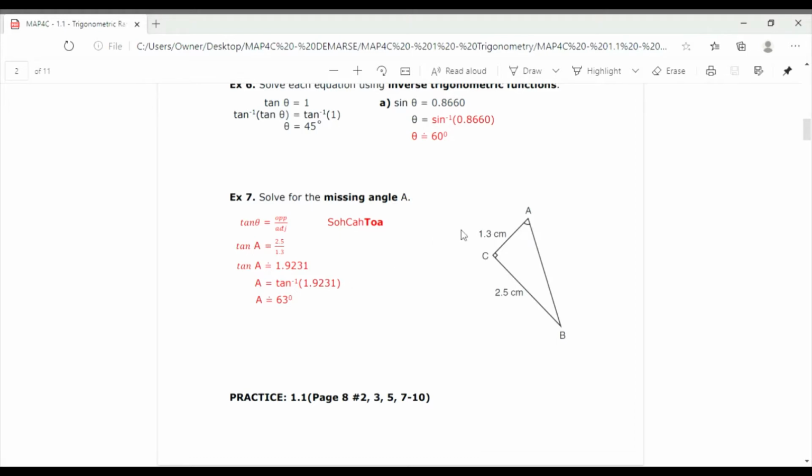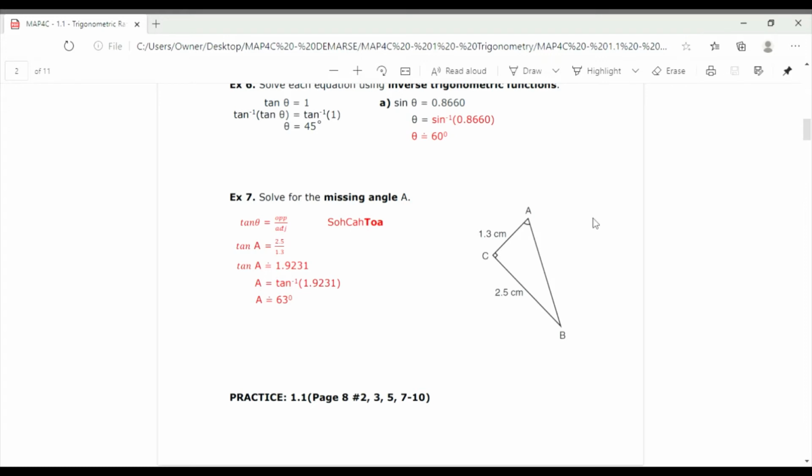So step 1, identify what sides you have and what ratio you should use. It's tan in this case. Step 2, sub in your values. Opposite over adjacent is 2.5 over 1.3. Step 3, actually do that math, divide them out to get a decimal. And then step 4, because we're looking for the missing angle, we use the inverse of the trig ratio we were dealing with. We use the tan inverse in this case. A final answer of 63 degrees.